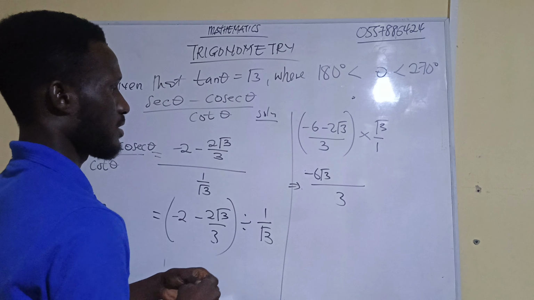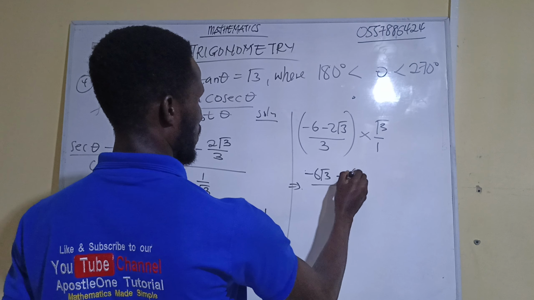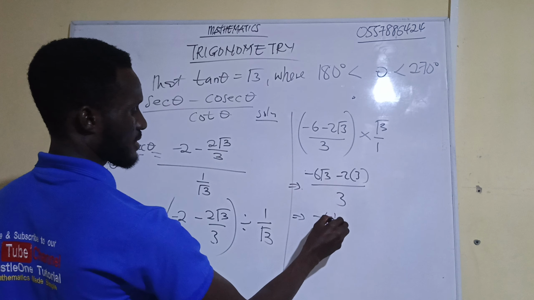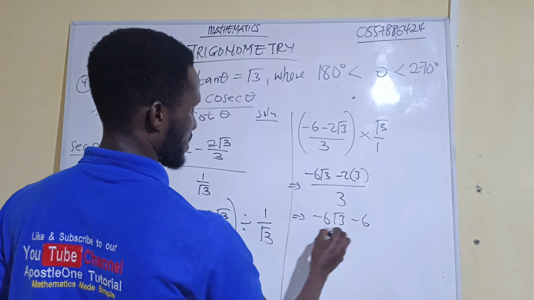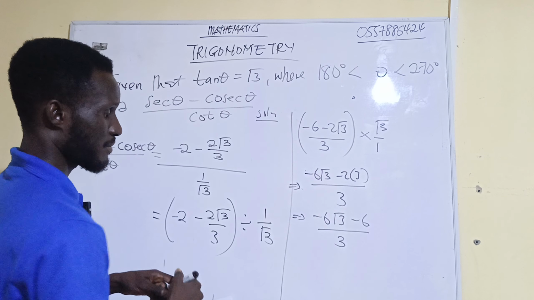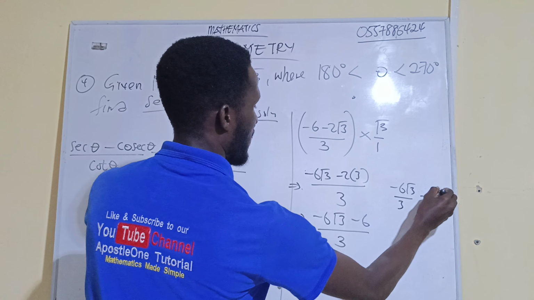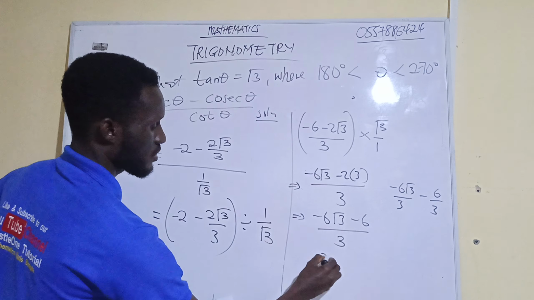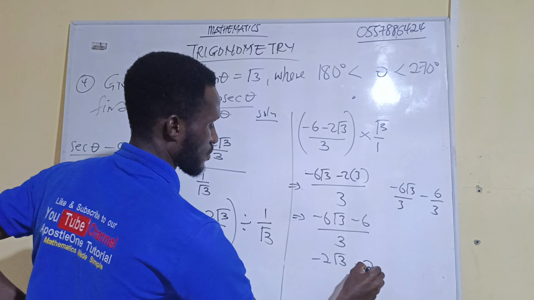Now, don't forget that 2 root 3 times 3 will give us minus 2 multiplying 3. So the whole thing will be minus 6 with 3. Now minus 2 times 3 will give us what? Minus 6, all divided by 3. Now don't forget that the 3 can go into 6 how many times? Now this one is the same as negative 6 root 3 divided by 3, minus 6 divided by 3. And then 3 can go into 6 2 times. So we have minus 2 root 3. And then 3 can go into 6 another 2 times. 2.